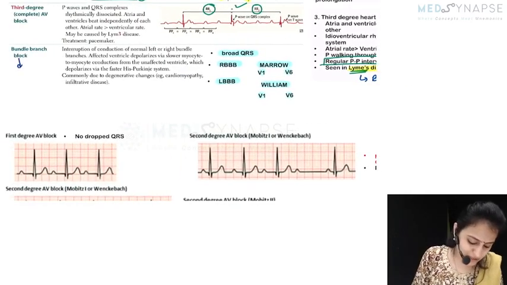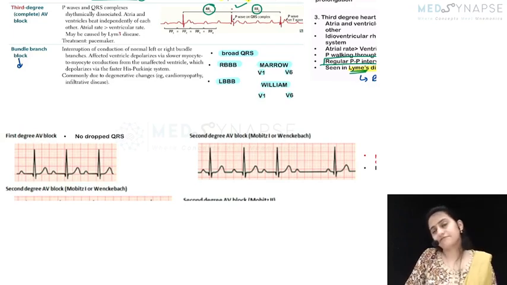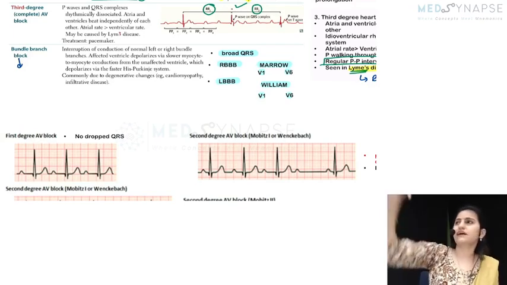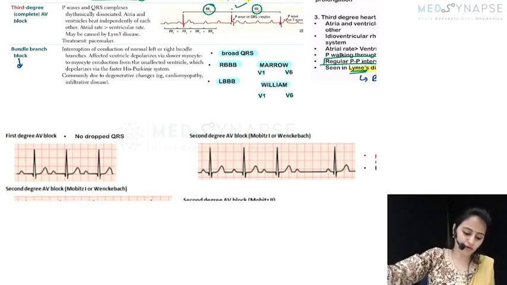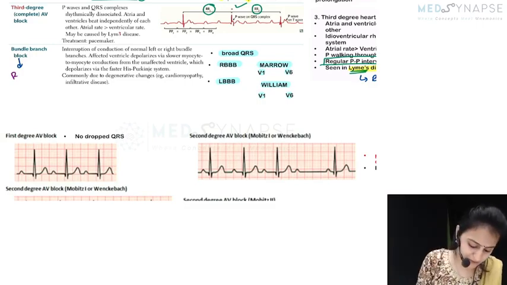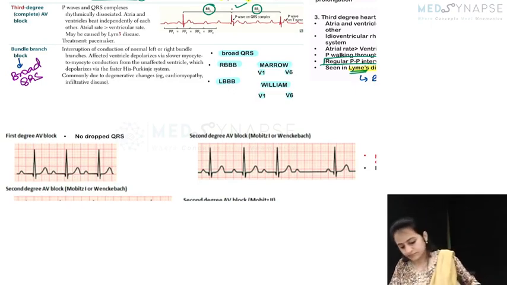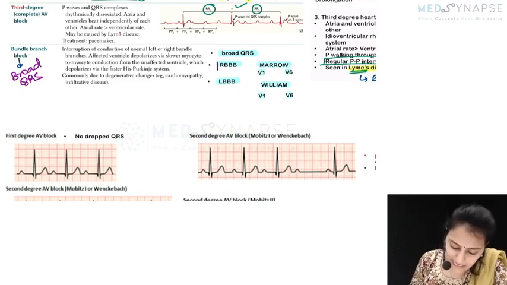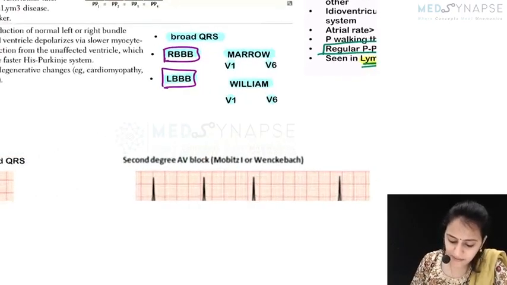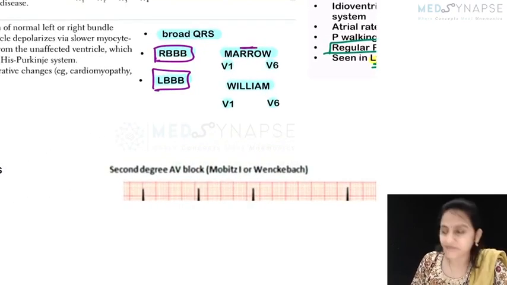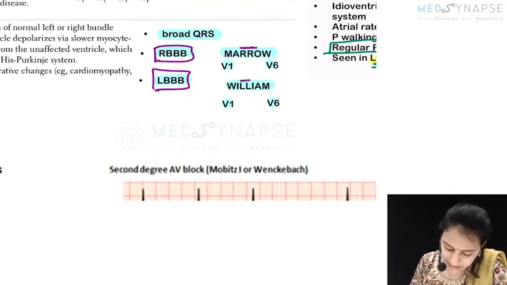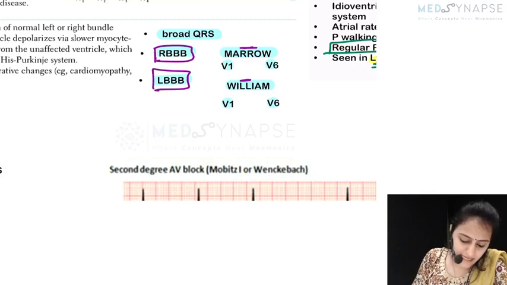Bundle branch block, did we see what QRS does it have? Narrow or broad? Bundle branch block has happened, the pathway is blocked, so an abnormal pathway will be used, so what will happen? Broad QRS. There will be broad QRS. So right bundle branch block, left bundle branch block. Remember, for the right it is MaRRoW and for the left it is WiLLiaM. LL is left, RR is right.